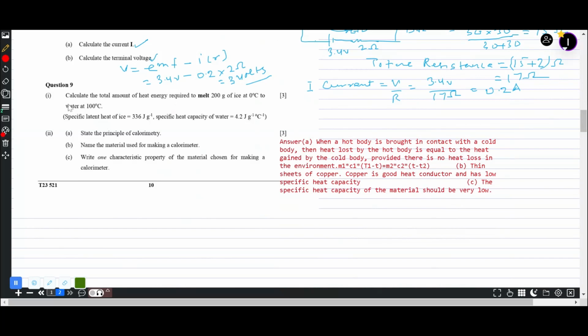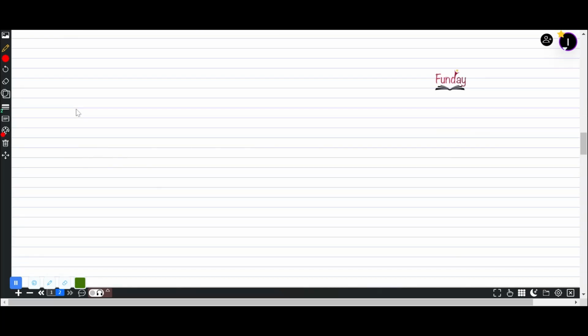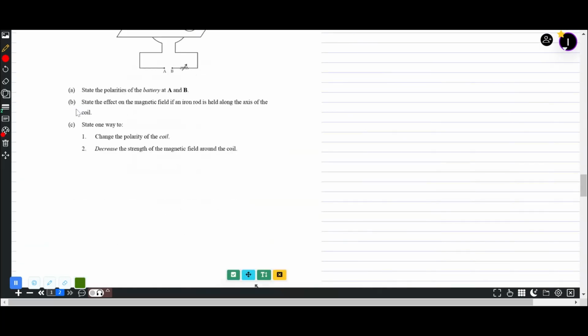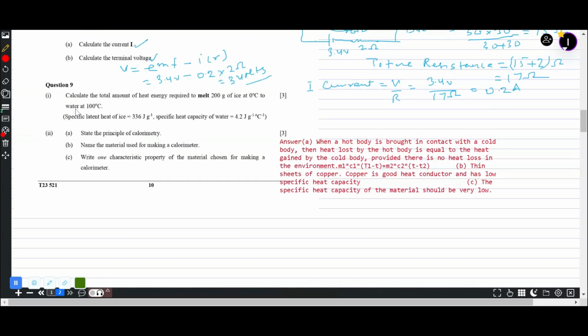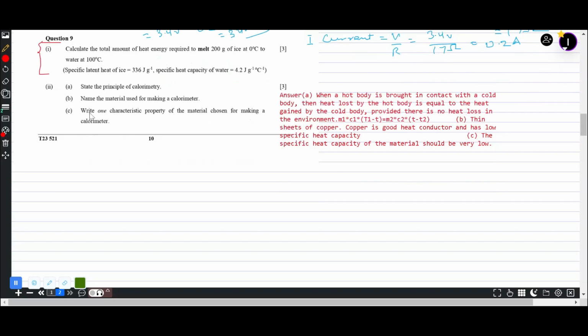Okay. Now we are on question number 9 and we have one more question I guess, which is part 1, part 2, part. Calculate the total amount of heat energy required to melt 200 gram of ice at 0 degree centigrade to water at 100 degree centigrade. Now this question we will do. I love this topic heat because you have clear, very simple formulas and you use them.